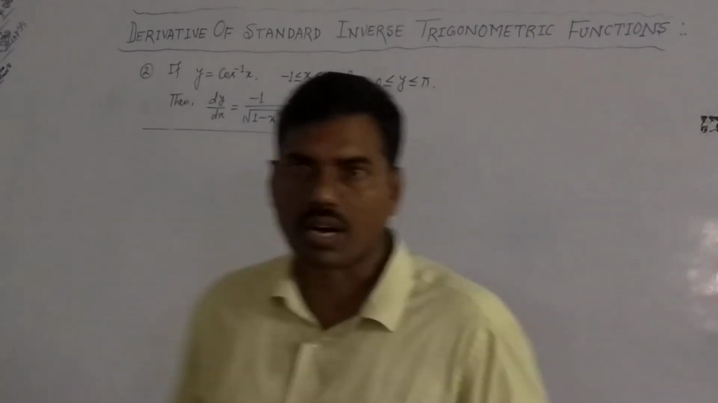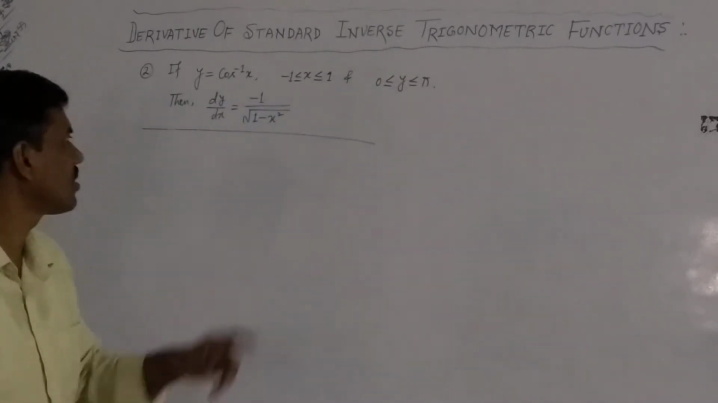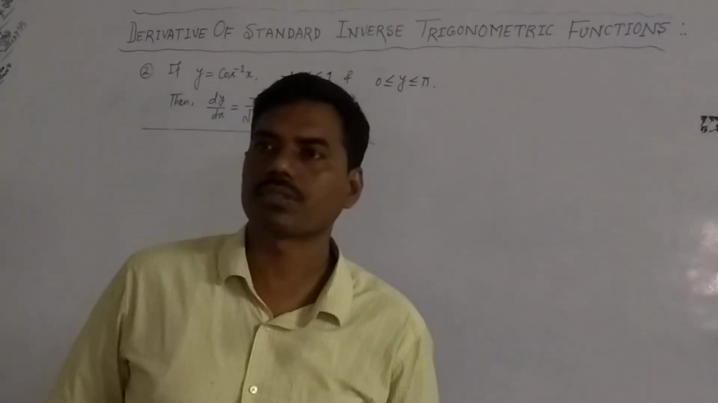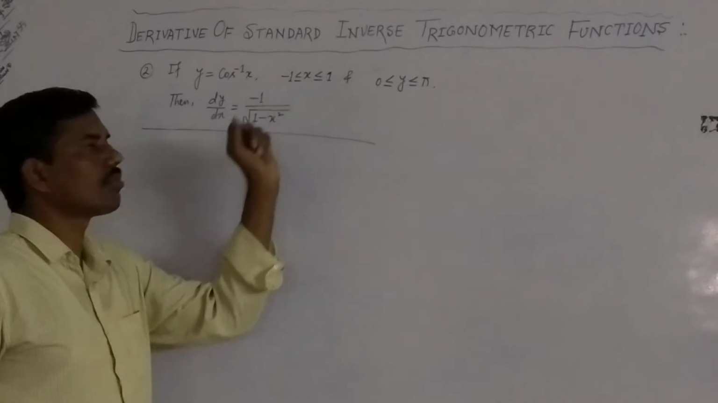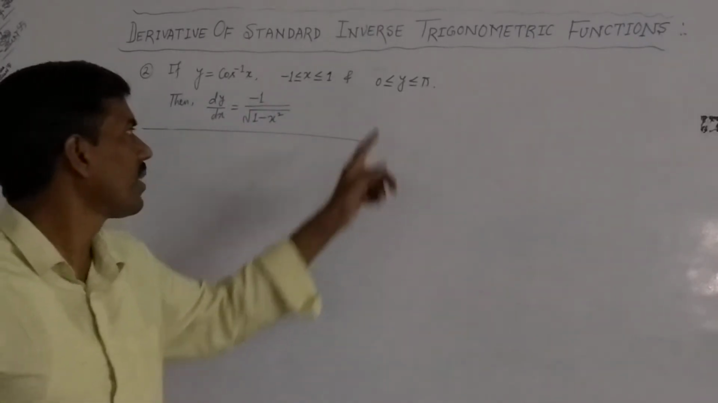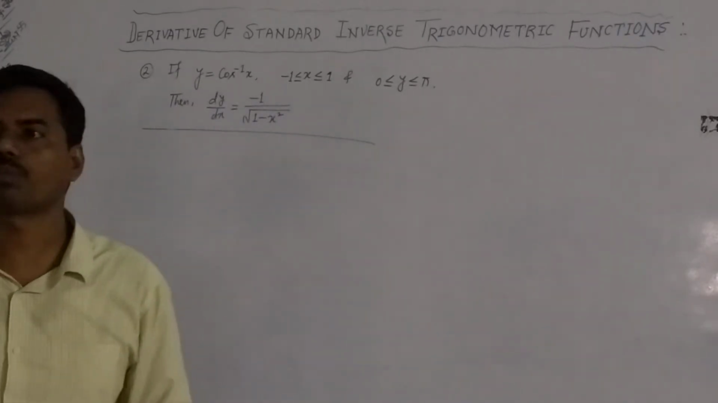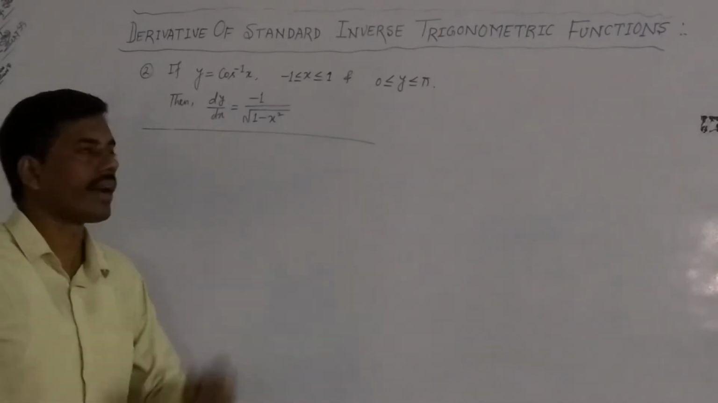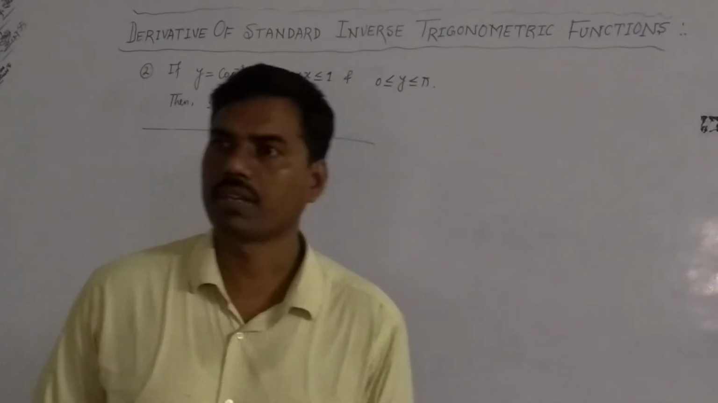Okay, students, our next standard inverse trigonometric function is given as y is equal to cos inverse of x, where x is greater than or equal to -1 and less than or equal to 1, and y is greater than or equal to 0 and less than or equal to pi. Means the range of x is -1 to 1 and the range of y is 0 to pi.